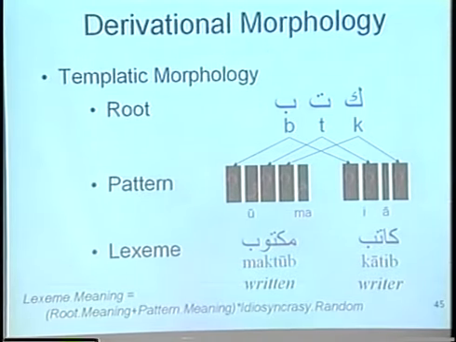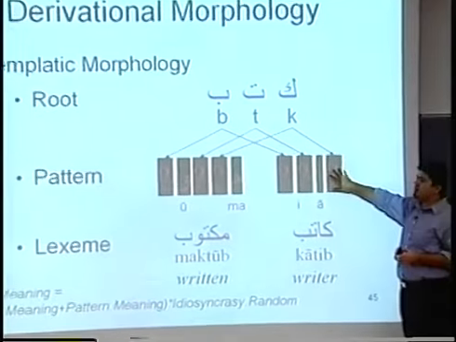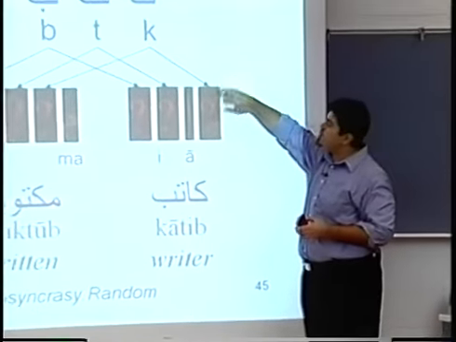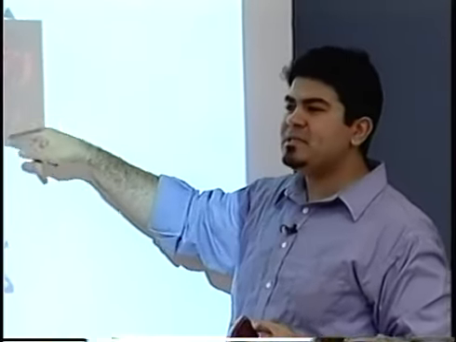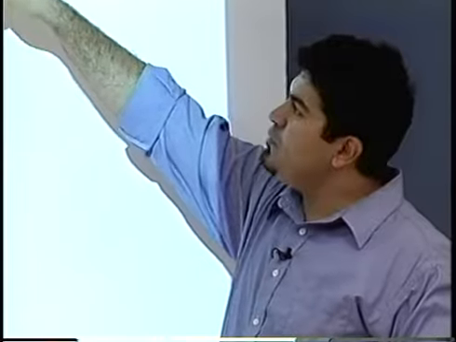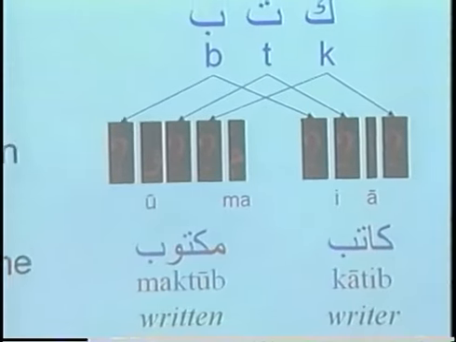Do you ever get order changes in your patterns? You don't get any order changes from the root. The pattern will preserve the order of the root. It would not modify it. However, sometimes there's doubling that happens. So the middle radical could be doubled in some cases. There are also cases where the second and third are both doubled. So it would be the equivalent of something like katabtab, but it's not as common.